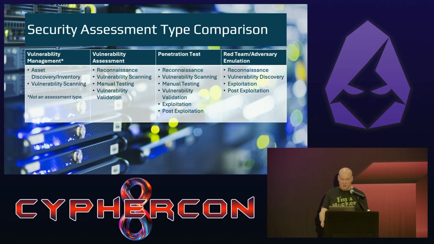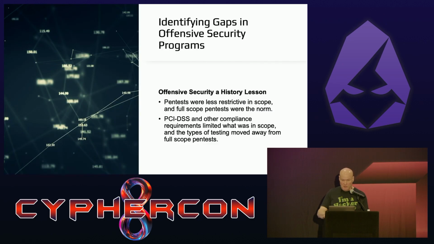So once you get into the pen test, you're doing the exploitation and post-exploitation, and the red teaming. Your reconnaissance has to go a little more quiet, and you have to use techniques that are harder to discover, leveraging things like social engineering. In some cases like this, you'll see more of the physical pen testing. And so, identifying gaps in offensive security programs.